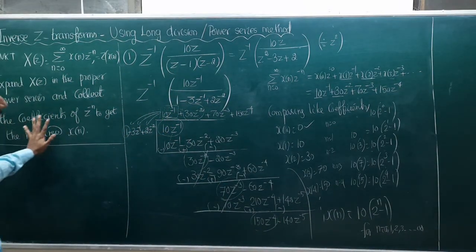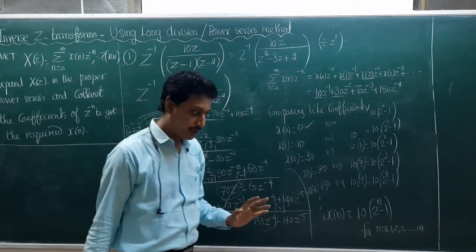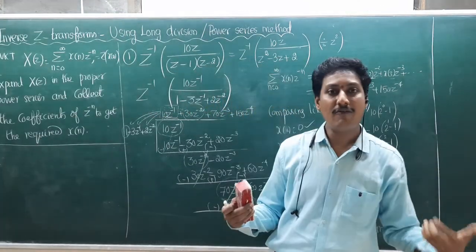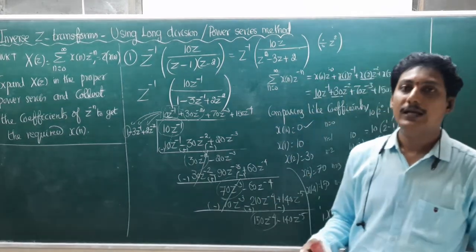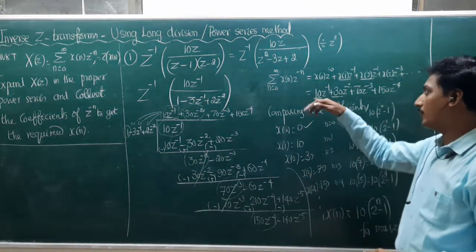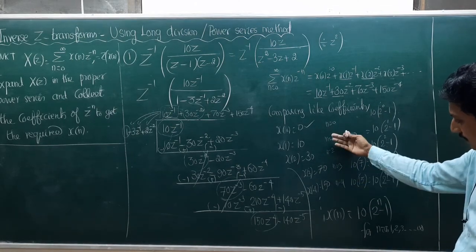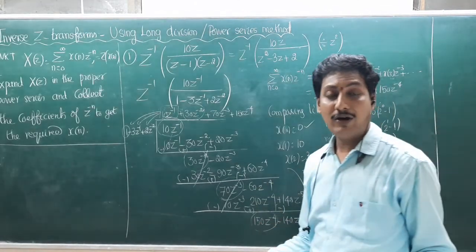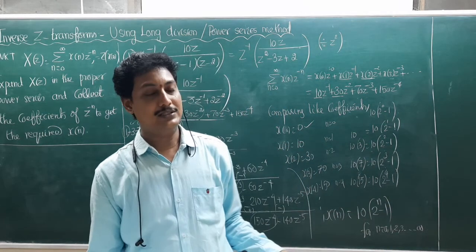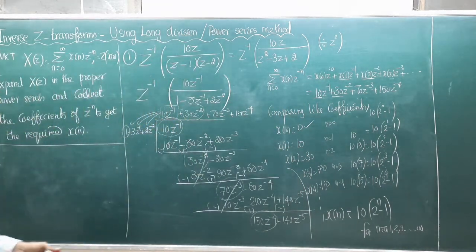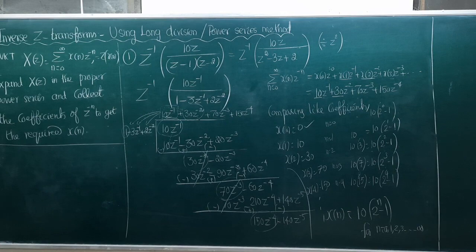It is often called the long division method. We can expand X of z as a proper power series, then collect the coefficients of z power minus n, that is z power minus 0, z power minus 1, z power minus 2, z power minus 3, z power minus 4. Then we can find the nth term, the general term, that is the required x of n. So got it? This is the idea.